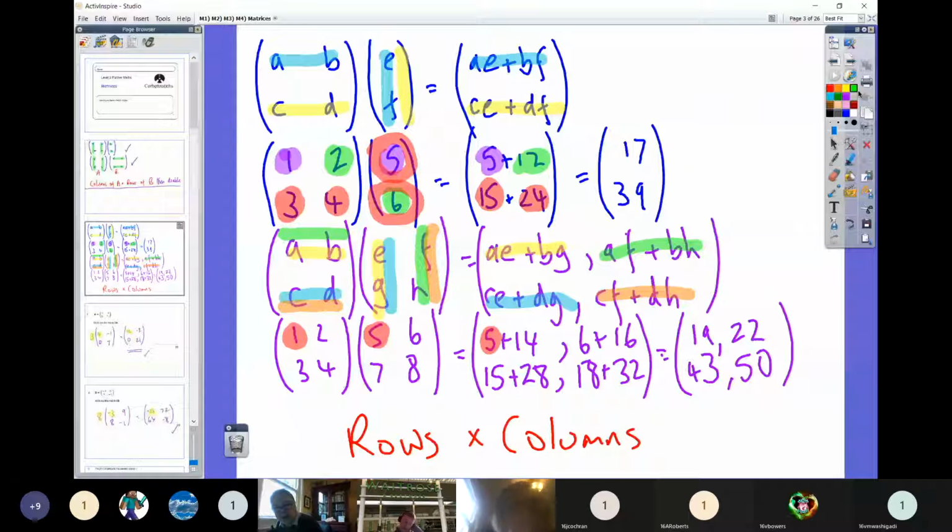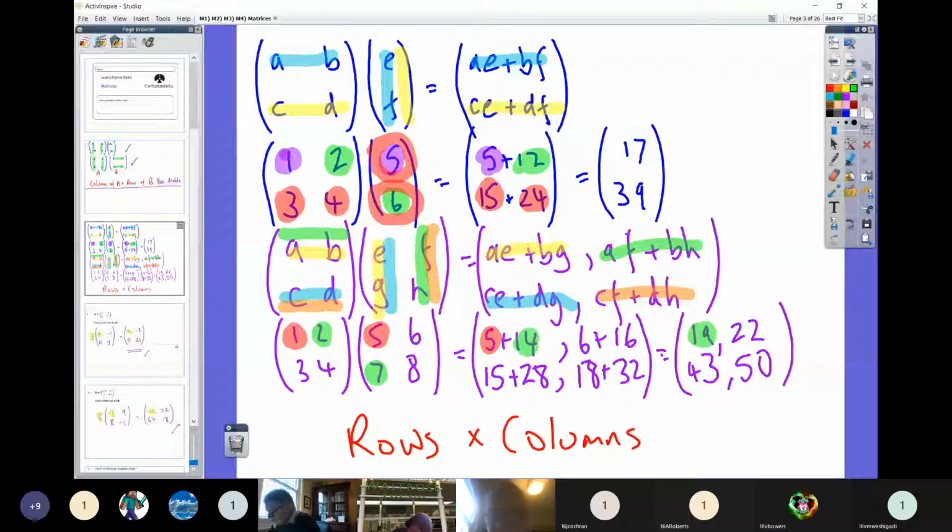So I've worked my way along the top row, multiplied it by the first column. So I've done 1 times 5 and added it to the 2 times 7. That's 5, add the 14 to give me my first number of 19. Okay, so then let's go and have a look at the next one.